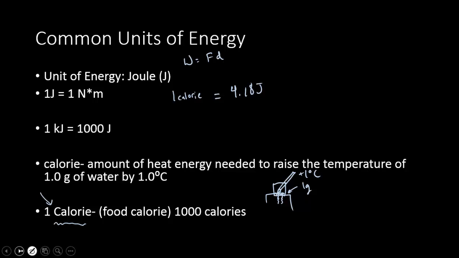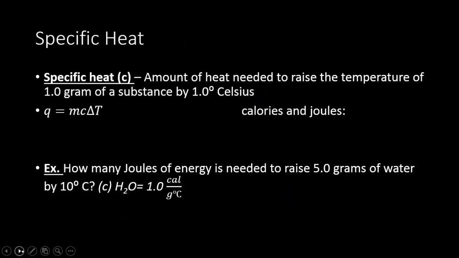Okay, so how are we going to use this energy in heating or cooling a substance? There are 2 ways that we're going to talk about today, and in order to do that, we need to talk about something called specific heat. So specific heat is the amount of heat needed to raise the temperature of 1 gram of a substance by 1 degree Celsius.